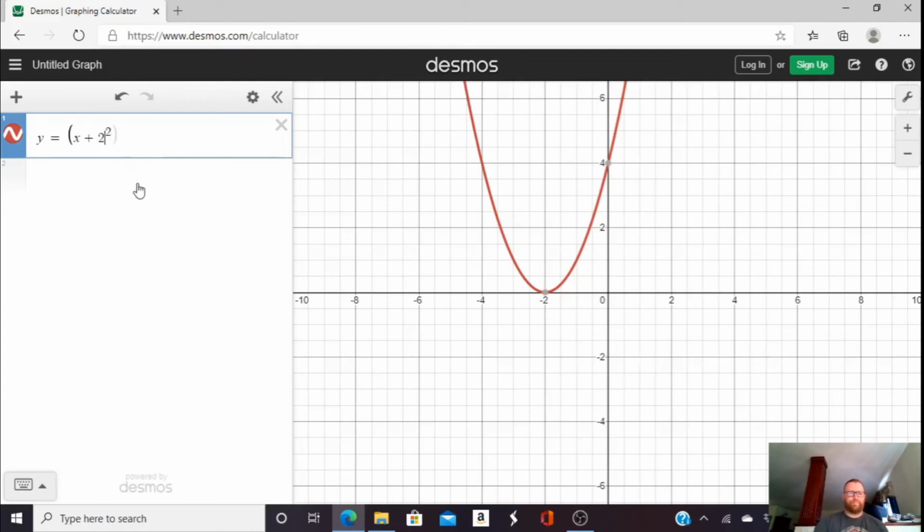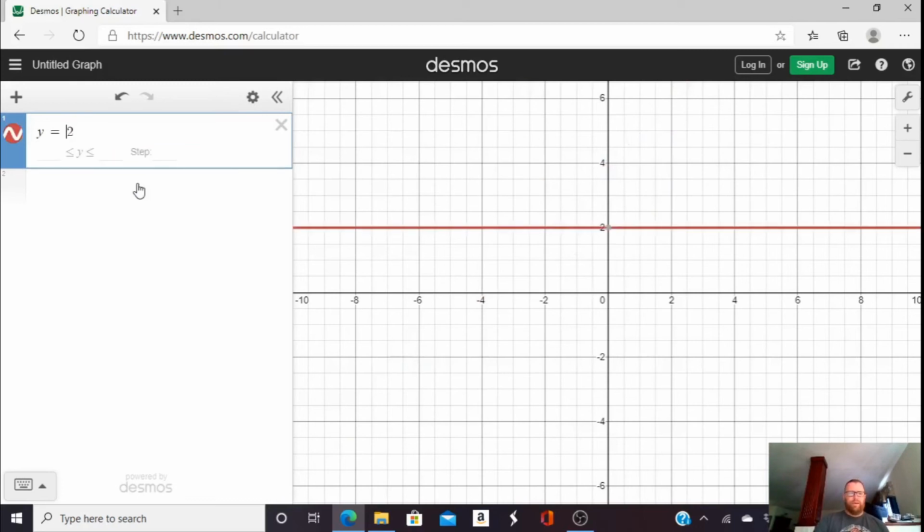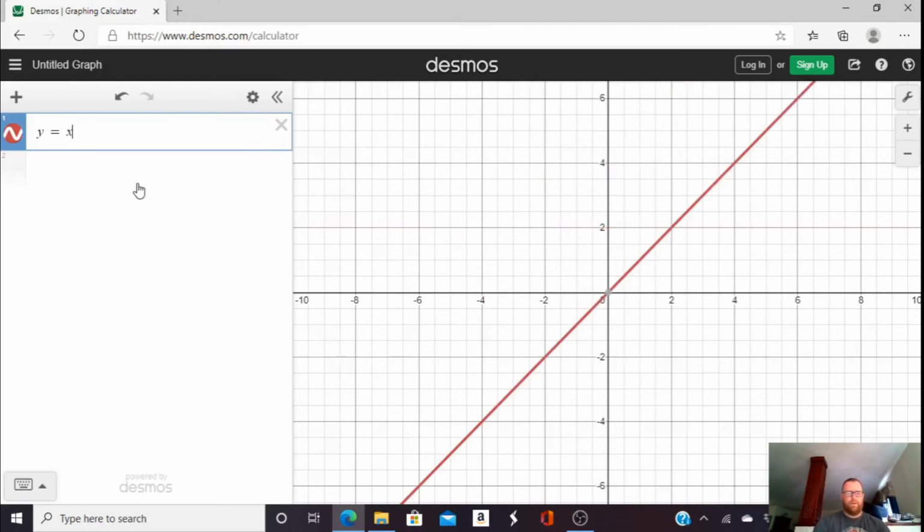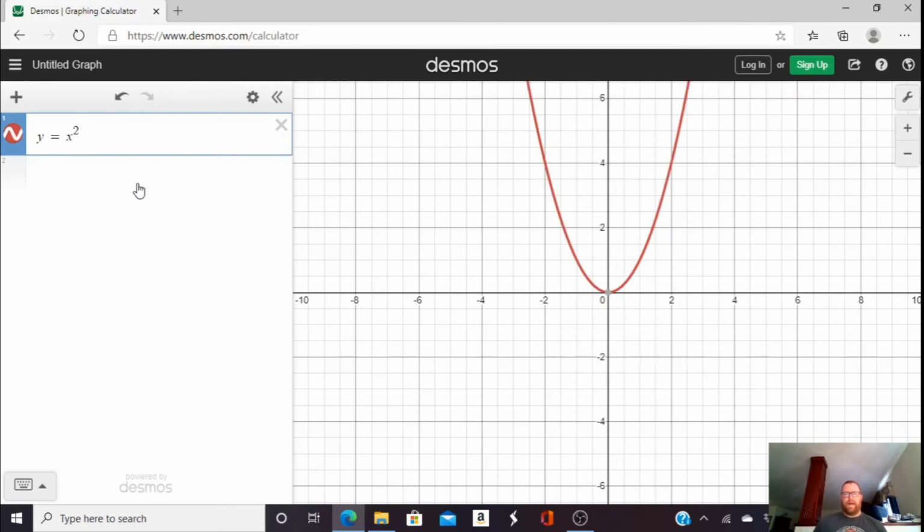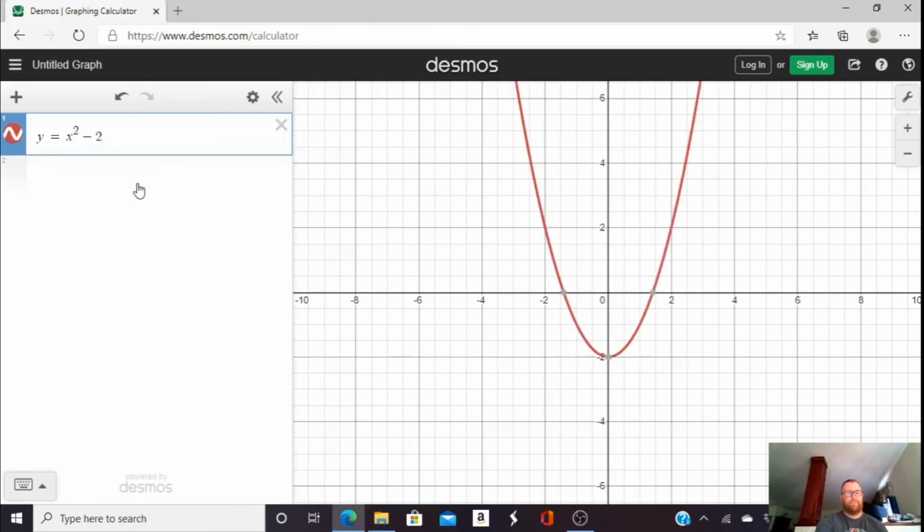All right, let's try something else. What if I have x squared, and then I subtract 2 outside of the parentheses? What's going to happen? Is it going to go down, up, left, or right? Well, it's going to go down. The vertex is going to go down 2 because when you plug in your x value, 0, 0 squared is 0, and then you subtract 2 from that, you have negative 2. So it shifts it down 2 outside of the parentheses.